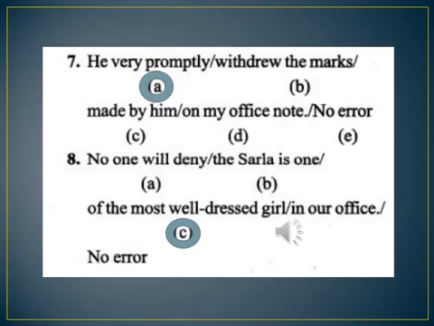Let's go to question number 8. No one will deny Sarla is one of the most well-dressed girls in our office. Now one of, whenever we use it, remember that the noun has to be in plural. One of the girls. So therefore girl is wrong and the answer is C. It should be one of the most well-dressed girls in our office. So the answer is C, because the error is in C.